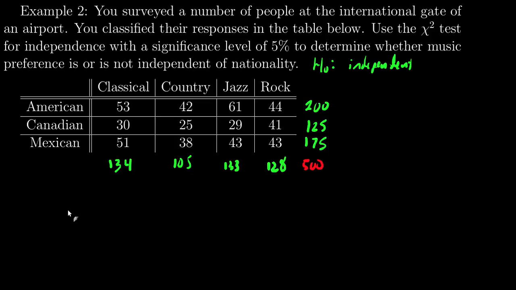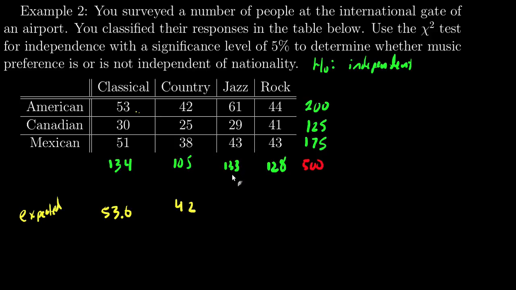So I'm going to fill out my expected matrix. To find the expected value here, I'm going to do 134 times 200 divided by 500, which gives me 53.6. To find the expected value here, I'm going to do 105 times 200 divided by 500, which gives me 42.